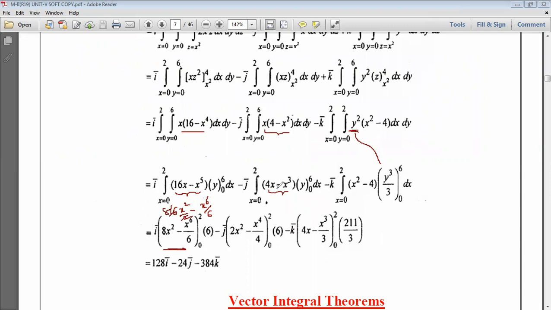and here also we are simply applying integration with respect to x. 4x square by 2, that is nothing but 2x square, minus the integration of x cube, which is x power 4 by 4, between the limits 0 to 2. And here we substitute minus k into, here we have x square minus 4, so we simply get x cube by 3 first, and minus 4x.